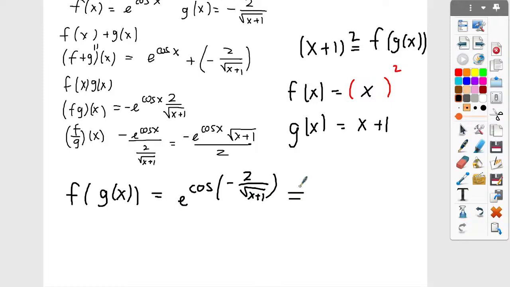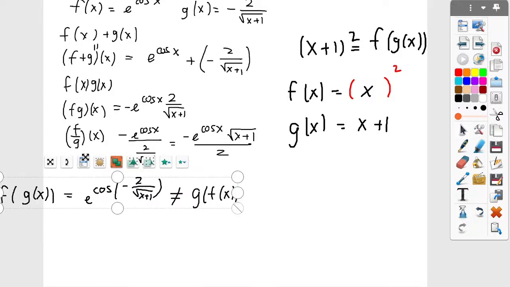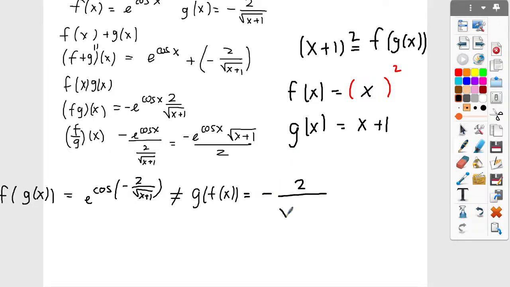Which is way different than g of f of x, where you take the g of x, and instead of putting x in there, you put f of x in there. So negative 2 over square root of f of x, e to the cosine x, plus 1. So that's the composition notation.